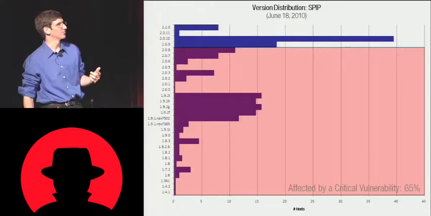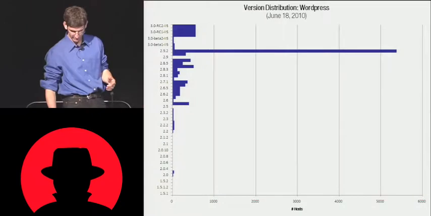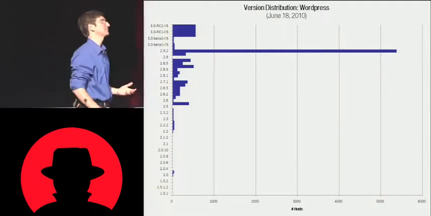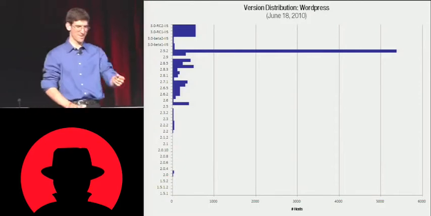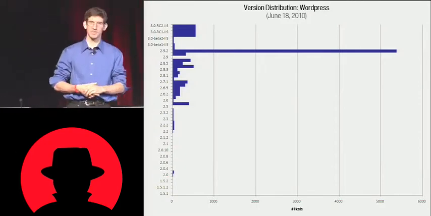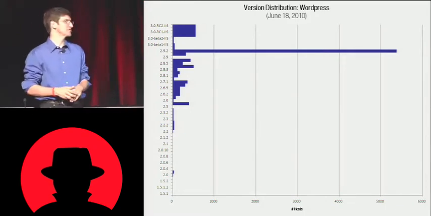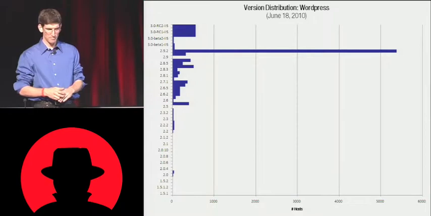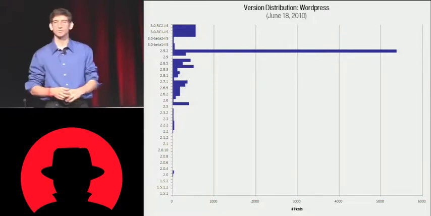SPIP, a French CMS, 65%, a little bit better. Here's something interesting. WordPress. Now, conventional wisdom has been, if you go out there and read, that WordPress has awful security. You'll hear people saying this over and over, oh, I couldn't possibly run WordPress. Their security is dismal. But certainly one thing that their users are doing is absolutely keeping up to date.